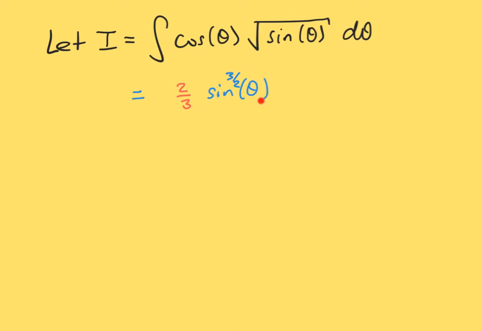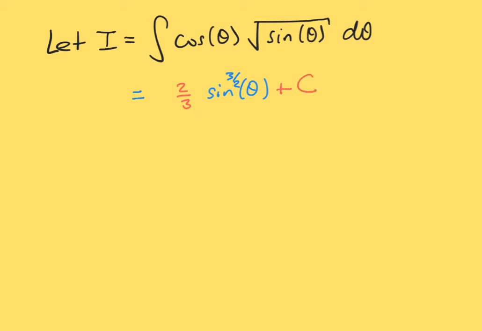We would then reduce the power by 1, so 3/2 minus 1 is 1/2. So that's the square root of sine theta. That's why we chose 3/2. And then the chain rule tells us to multiply by the derivative of the sine of theta, the function that was raised to the 3/2. And the derivative of sine of theta is the cosine of theta, which we have there already. So that's perfect. So this is our answer for the integral.